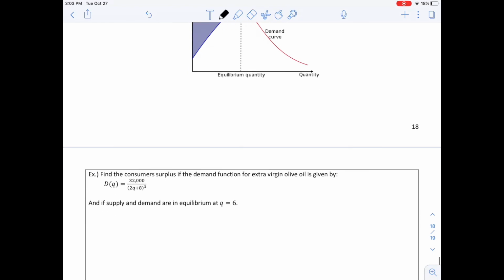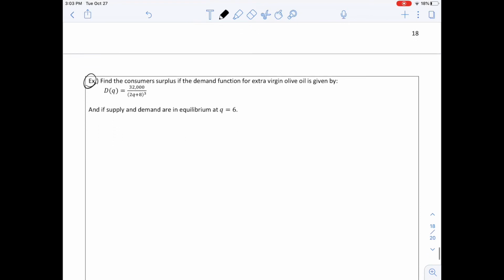Right below this, we have another example that we are going to go ahead and circle, and we'll work on that one together in class.